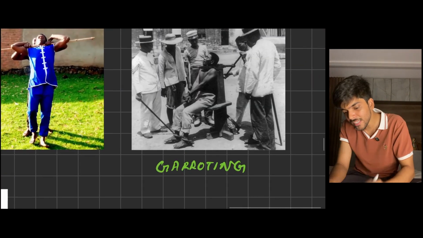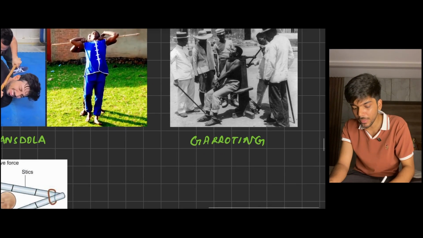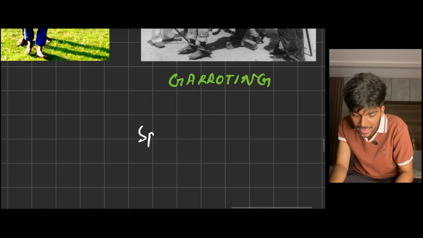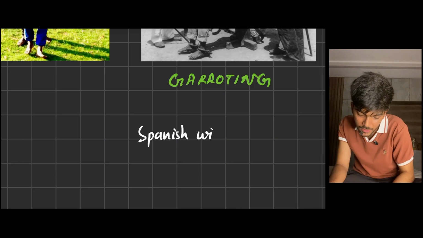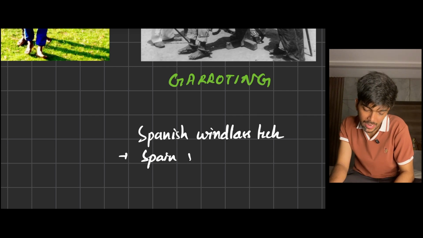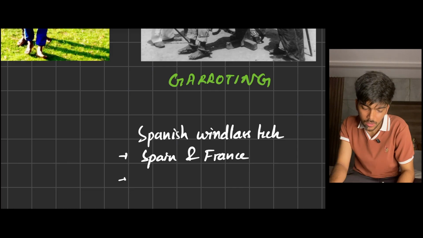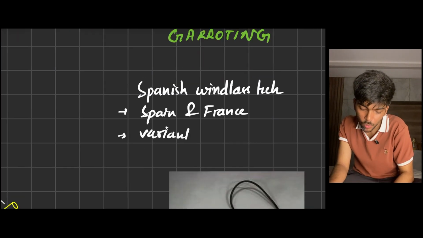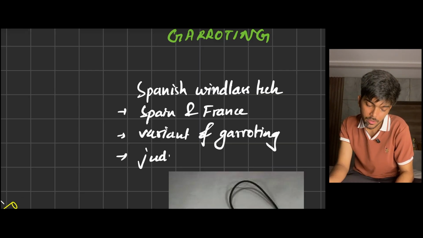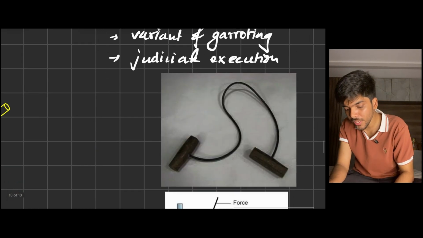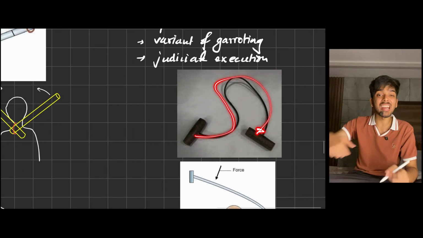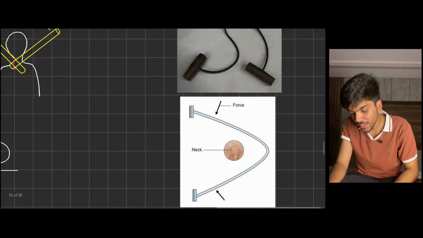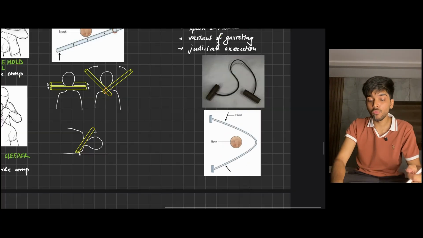Then there's garroting. This particular type of garroting that I have shown you with the help of picture is your Spanish windlass technique, which was used in Spain and France. It is a variant or a type of garroting, and the use was for judicial punishment or judicial execution. Other ways garroting can be performed is with the help of this iron string. It is wrapped around the neck and then pulled. Force is applied in the neck.